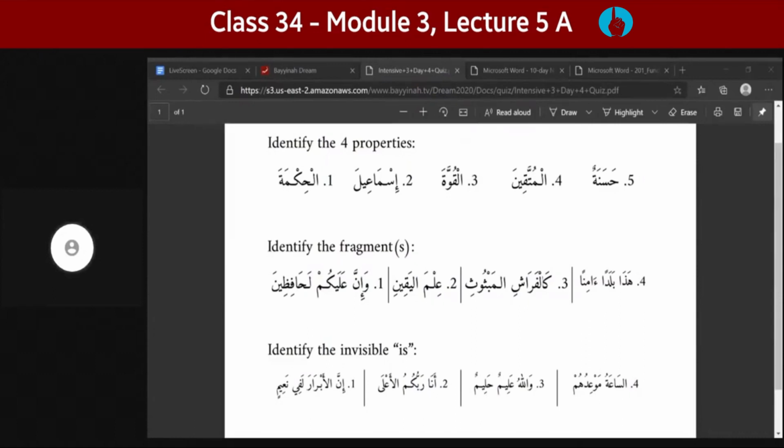اسم فاعل الفاعل. I just went over that. I spent like the first 30 minutes going through that. I don't know if you were there for that. If you just joined, then go back on the video and look at that again. I went over it in a lot of detail.